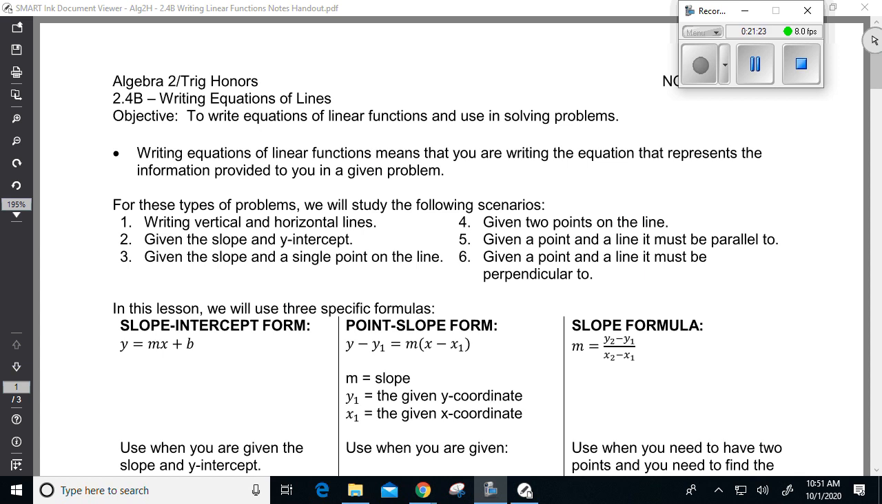So, as you can see, there are several different scenarios for writing a linear function. So there's writing vertical and horizontal lines, writing it if you're given the slope and the y-intercept, slope and a single point, 2 points on a line, a point and a line it has to be parallel to, point and a line it has to be perpendicular to. So, you got some scenarios. Which scenario you have will dictate how you solve the problem.